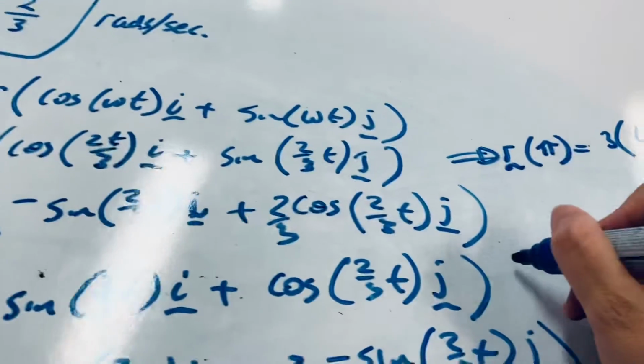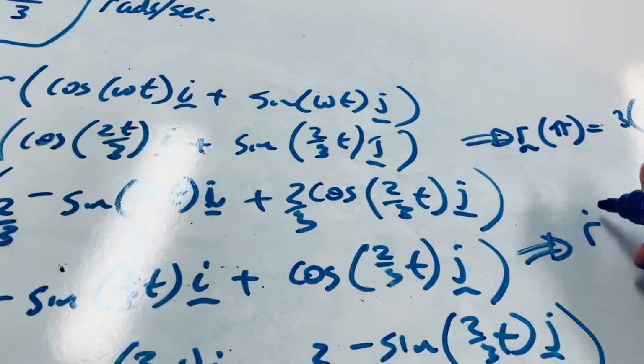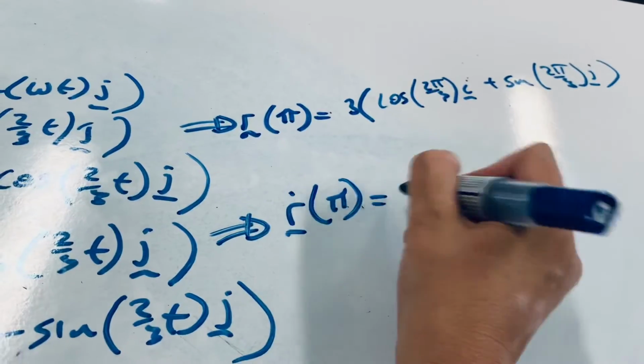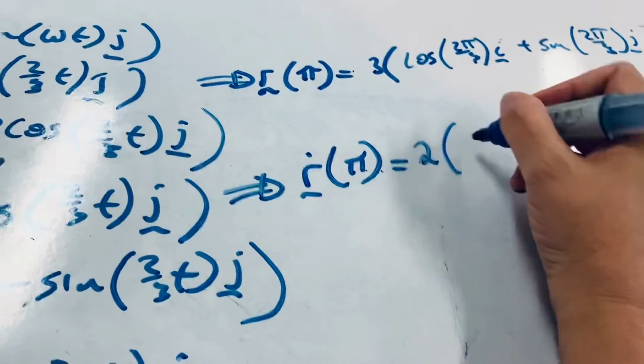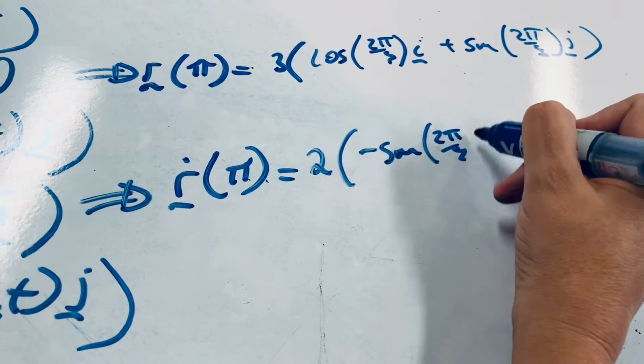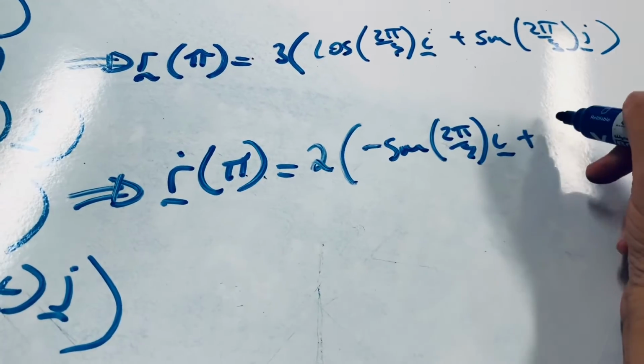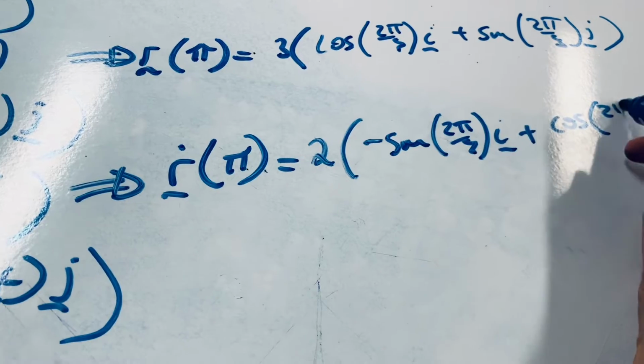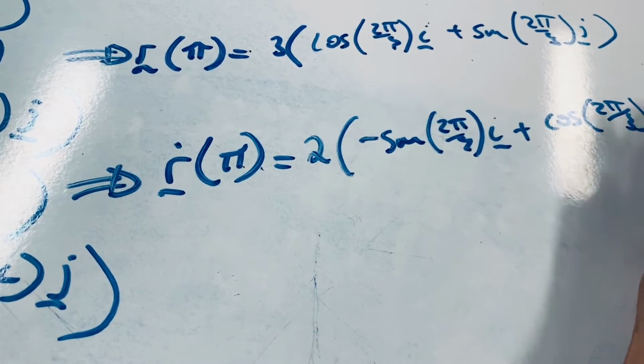And again, if the question asked us to find that at pi, we just substitute it in. 2 times negative sine 2 pi on 3 i plus cos 2 pi on 3 j.